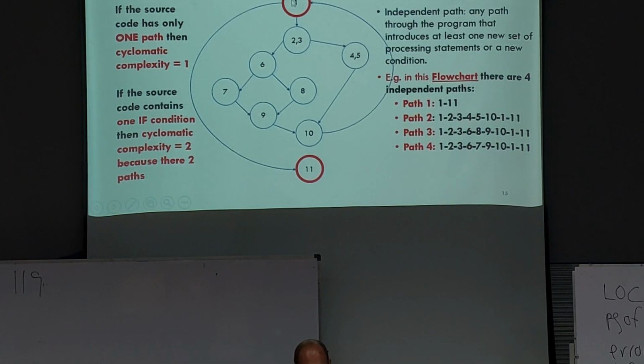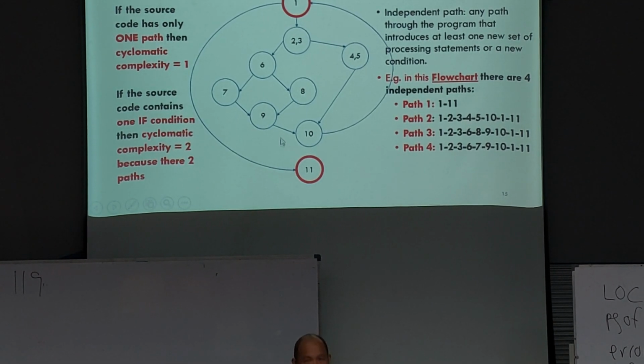So in this example, there are 4 independent paths. This is 1. This is 2. And this is 3. And this is 4. Okay, looking at this diagram, there are 4 independent paths.